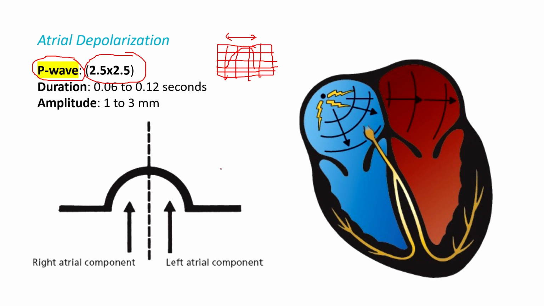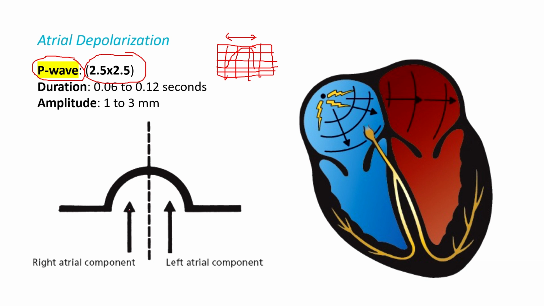And about the P wave itself, it should be smooth, like in this picture, and it should be round. That's a normal P wave. Please do not confuse it with the atrial flutter waves, the F waves. They do not have this smooth and round look. That's how you differentiate the P wave from other fibrillatory or flutter waves.